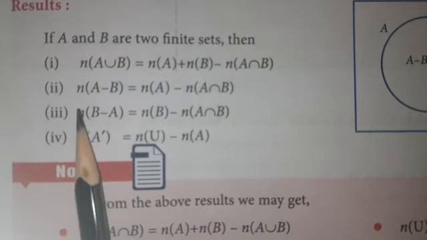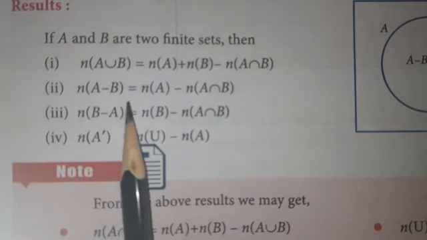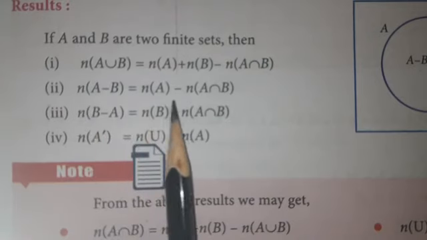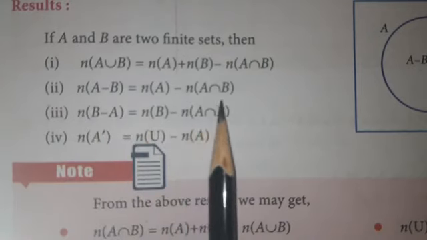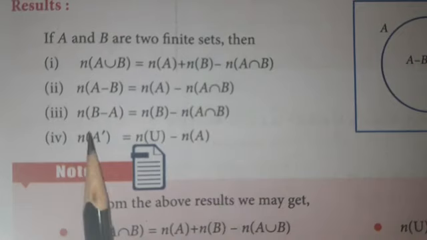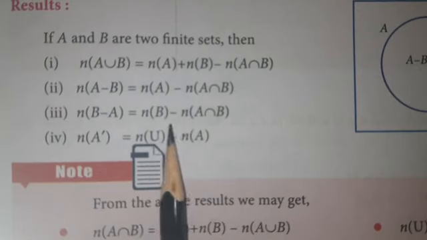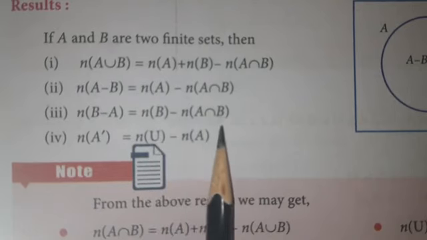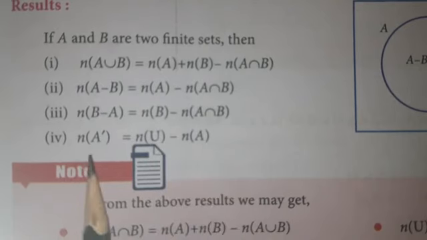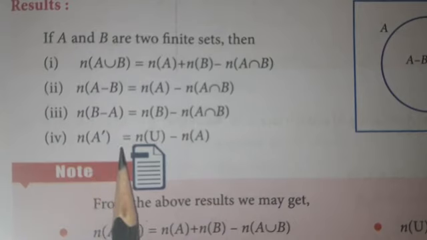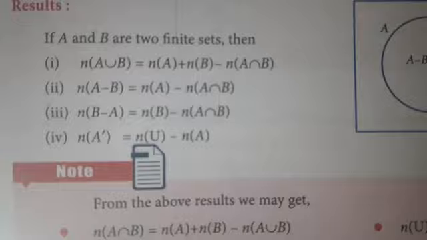Second formula, n of A difference B is equal to n of A minus n of A intersection B. Third, n of B minus A is equal to n of B minus n of A intersection B. Fourth, n of A complement is equal to n of U minus n of A.